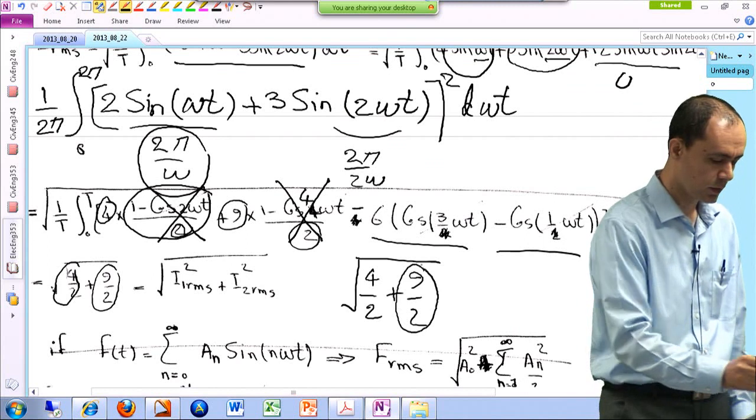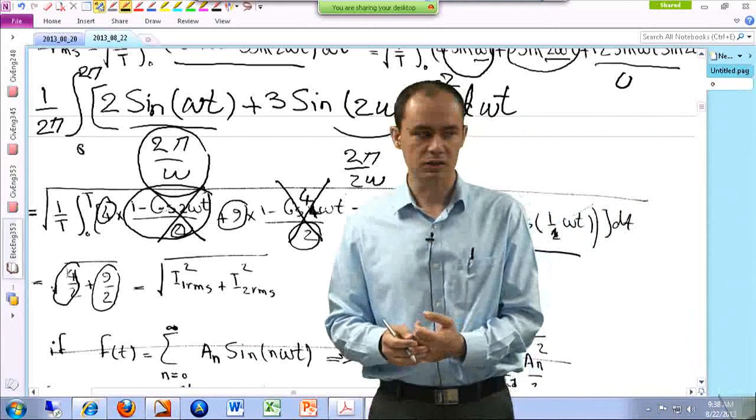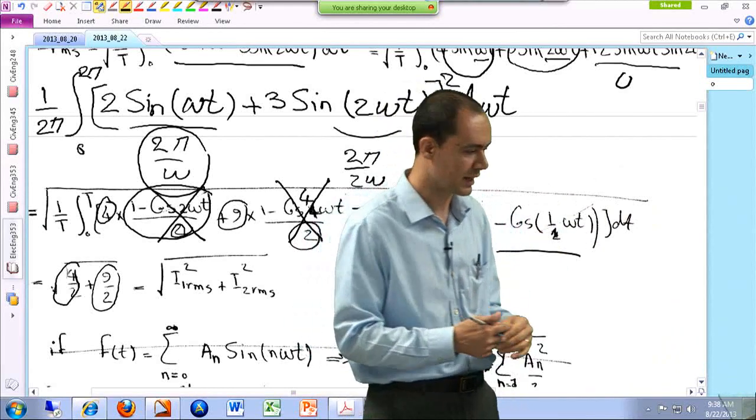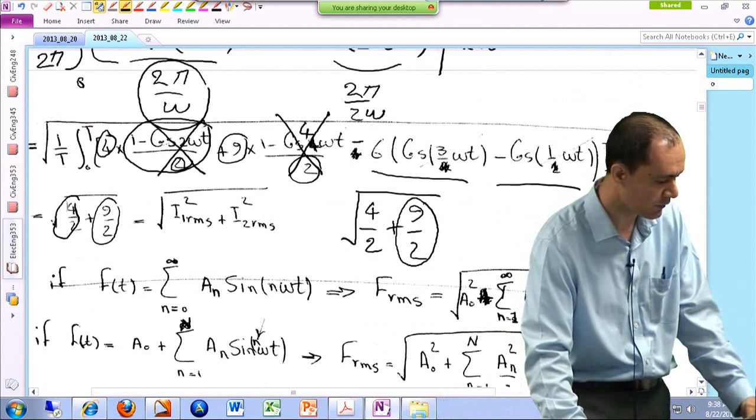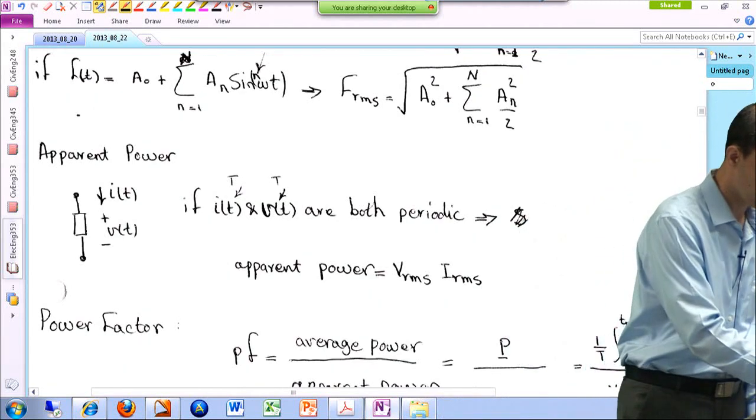So if I have a signal that includes a bunch of harmonics, I don't really have to go through this tedious math anymore. I just can extend what I just observed right now, and that would be, if I have a signal like this.